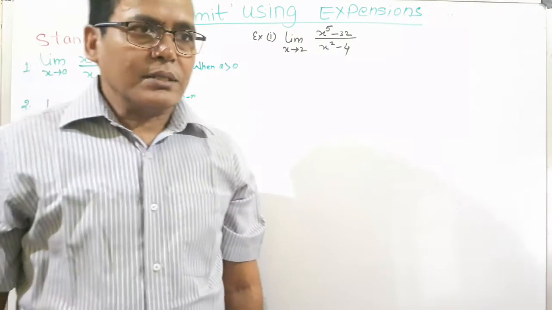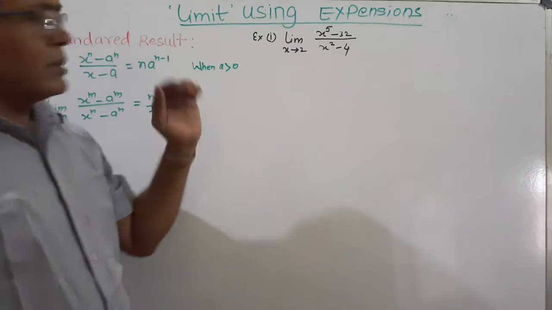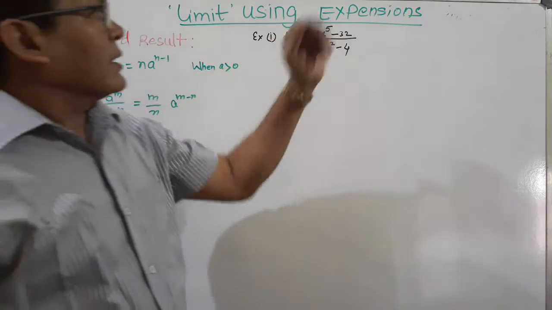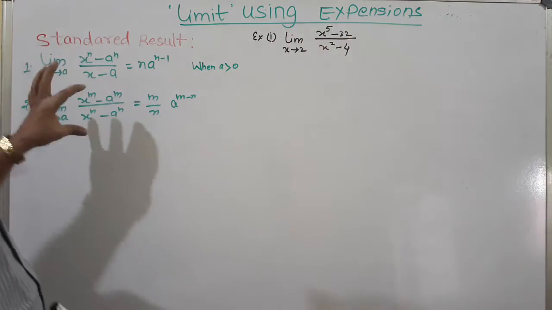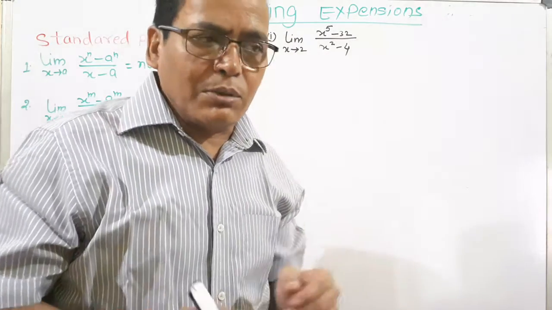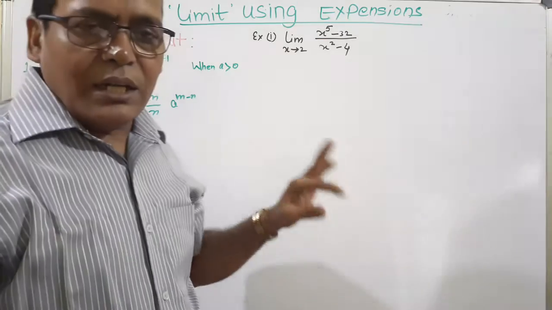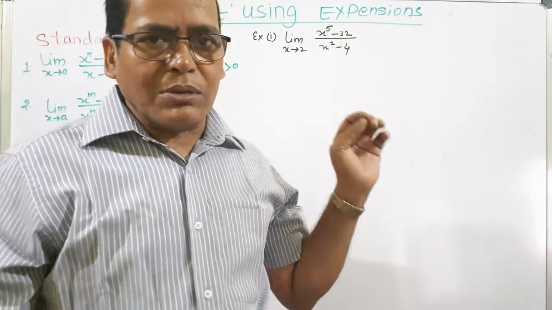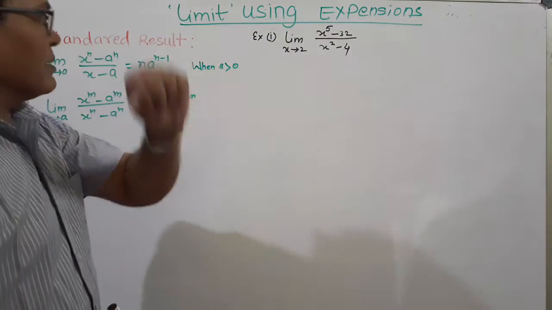Good morning, class. Today I'll explain how to take limits by using expansion. Here, using expansion, we will expand using the binomial theorem, as per this, we have to find out the limit. In earlier classes, you have learned taking limits by factorization and by rationalization, but now the expansion method.